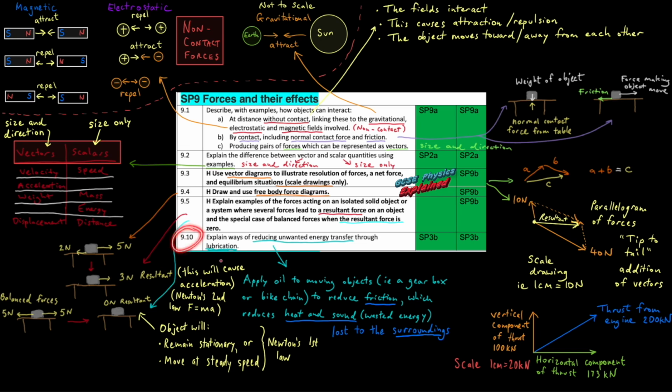And finally 9.10, back to foundation and higher. Explain ways of reducing unwanted energy transfer through lubrication. In other words, applying oil. So if you apply oil to moving objects like a gearbox or a bike chain, it will reduce friction, which reduces heat and sound that gets wasted to the surroundings. Okay, if it's worth 3 marks, that's what you see. The oil reduces friction, which causes heat and sound to be lost to the surroundings.